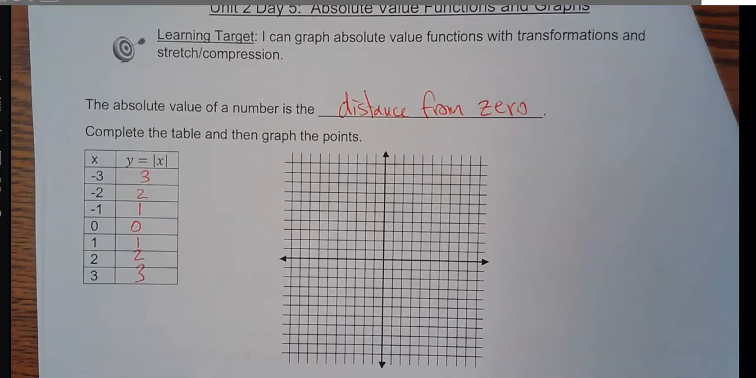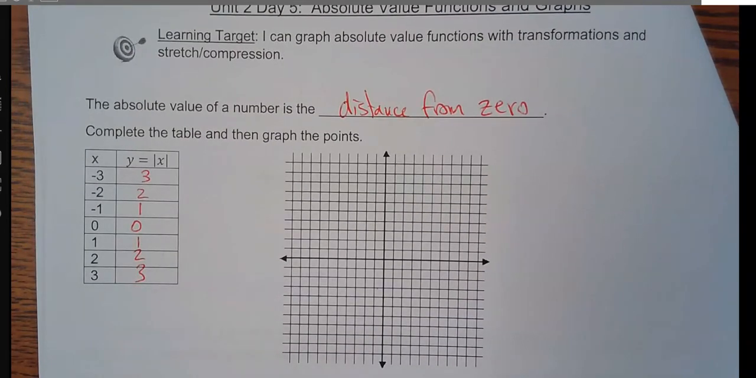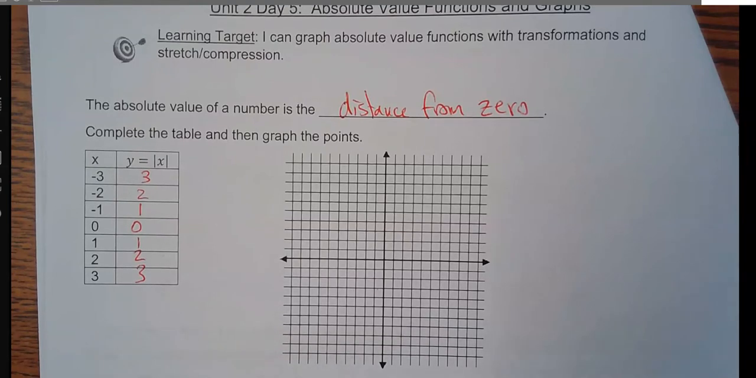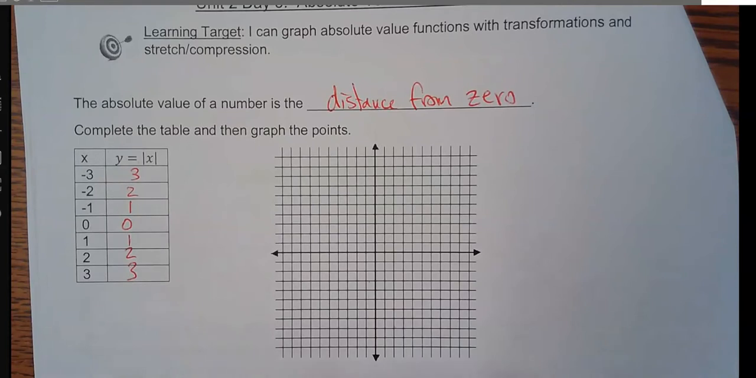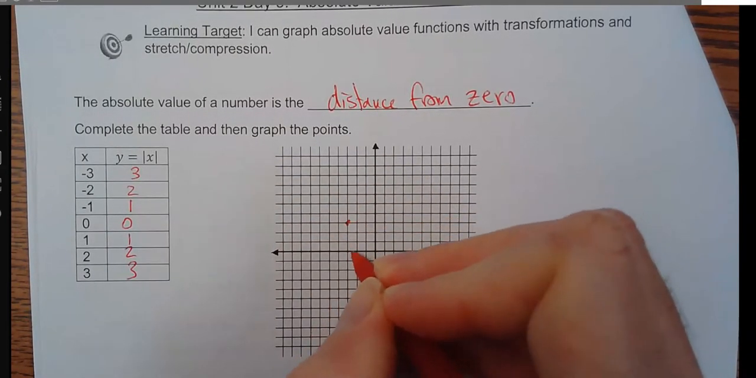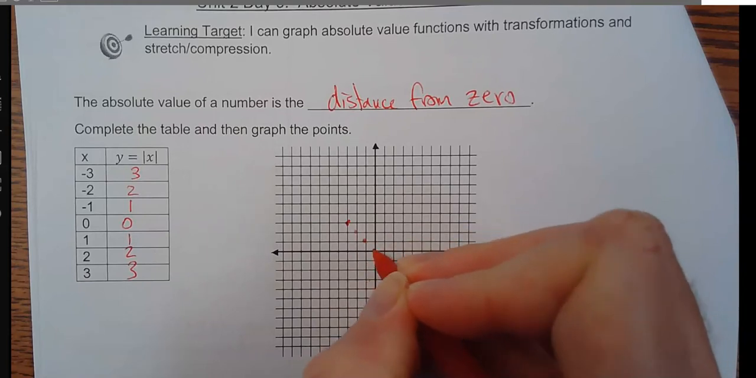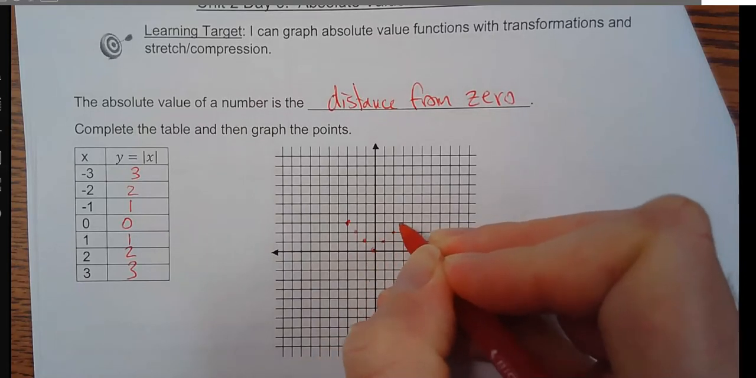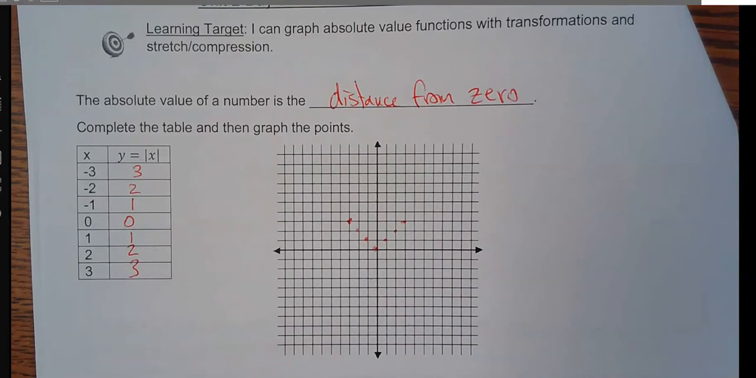So now what we want to do is graph this, and then I want you to memorize the shape of it. We want you to memorize the shape, and then we're going to do some moving around with this. If you plot these points here, -3, 3, -2, 2, -1, 1, 0, 0, 1, 1, 2, 2, and 3, 3, you can kind of see a pattern here.